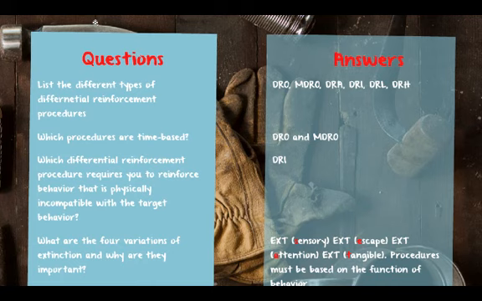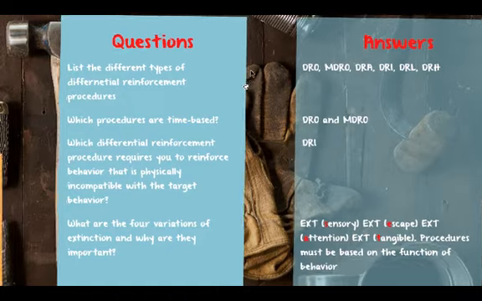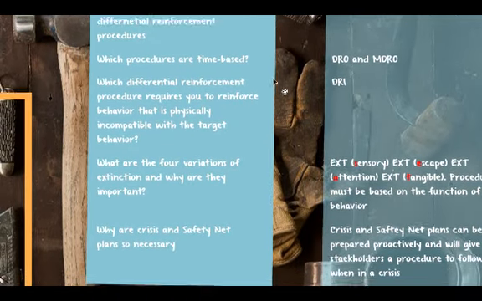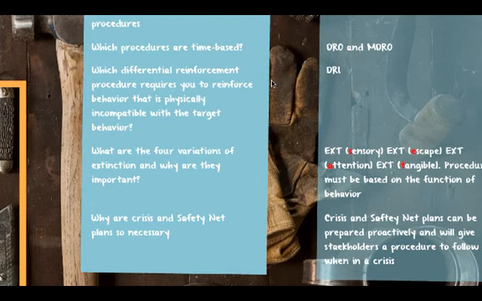So the questions list the different types of reinforcement procedures: DRO, momentary DRO, differential reinforcement of alternative behavior DRA, DRI, DRL, DRH. Which procedures are time-based? Well, the DRO and the MDRO. Which differential reinforcement procedures requires you to reinforce behavior that's physically incompatible with the target? That's DRI, differential reinforcement of incompatible behavior.